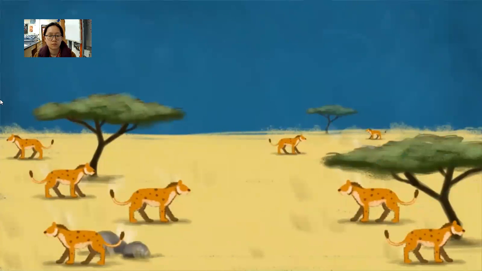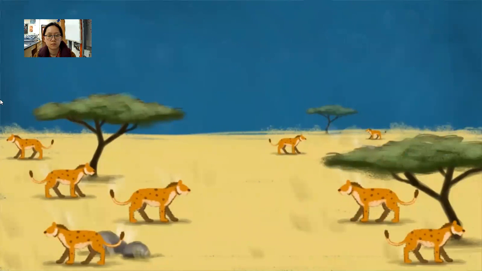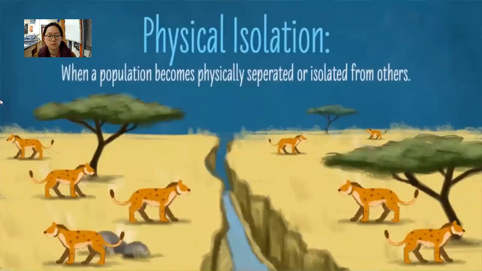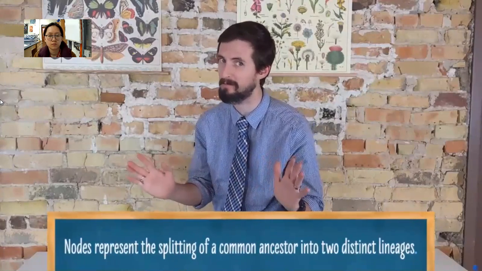It also wasn't a single animal or a pair of animals, but a population whose descendants include both lions and tigers. This population, at this point in time, was the last time that lions and tigers shared common ancestors before their two lineages went their separate ways. This could have happened because part of the population became physically isolated from the rest, or because some of them made choices, like which mates they picked, to isolate themselves genetically from the rest of the population.